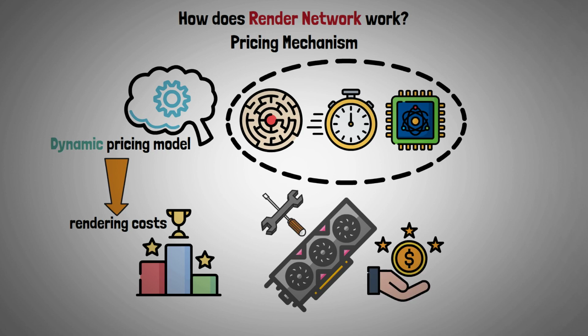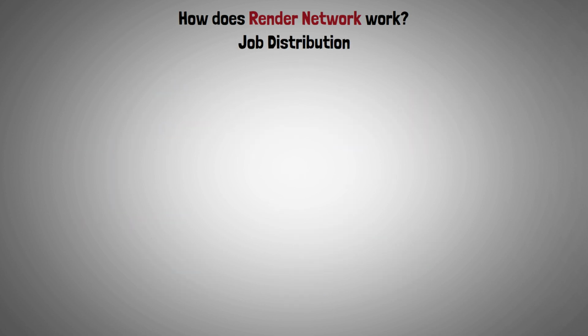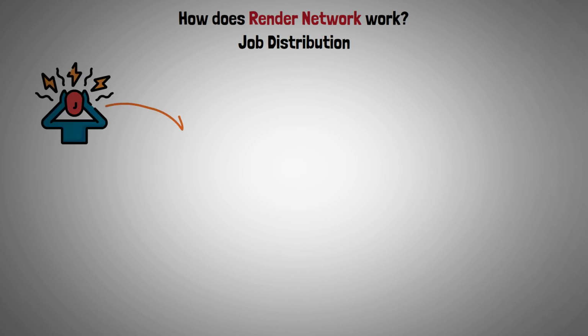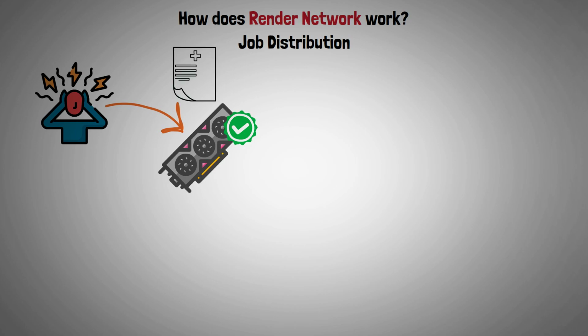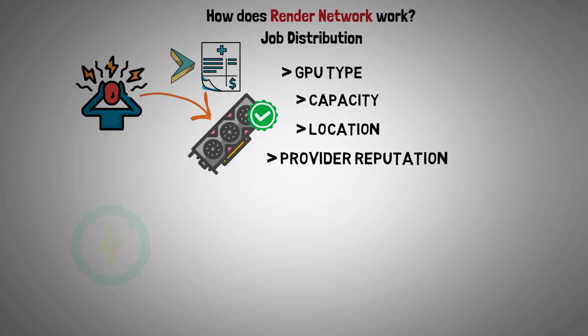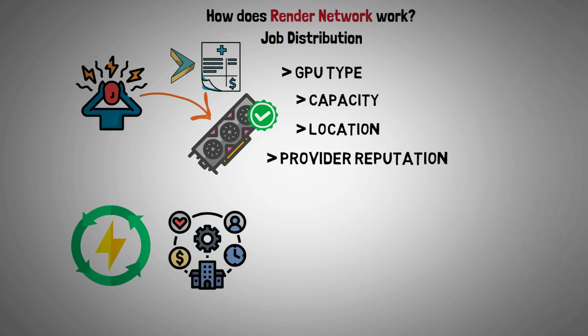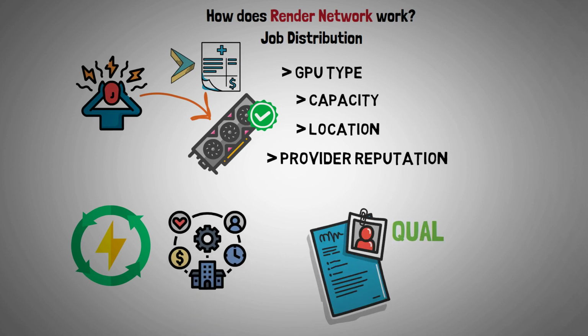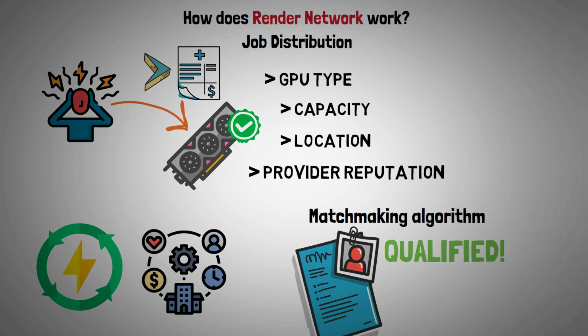Job distribution. The network divides the workload among the GPU providers that are available after a job has been submitted. This is based on elements like GPU type, capacity, location, and provider reputation. To maximize efficiency and resource allocation, jobs are assigned to qualified providers using a sophisticated matchmaking algorithm.